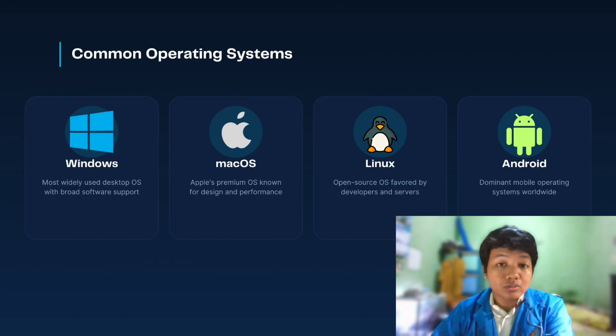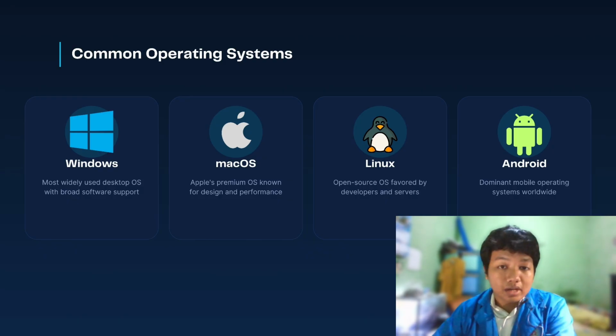Now that we know what an operating system does, let's look at the most common examples. The first one we have is Microsoft Windows, which is the most popular OS for personal computers and business environments worldwide. I'm used to Windows.